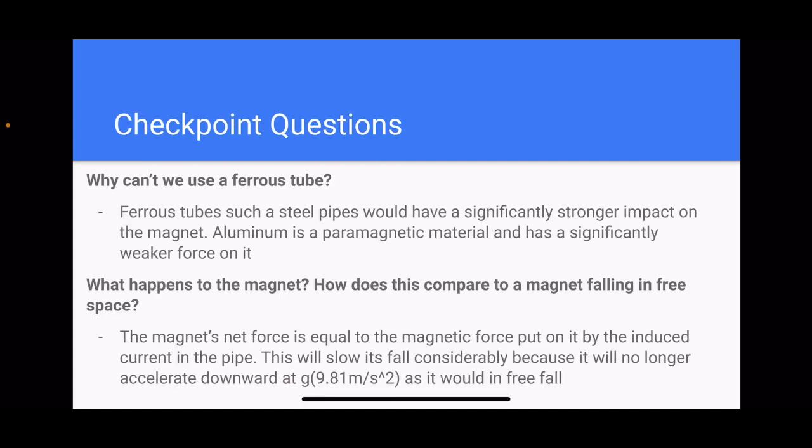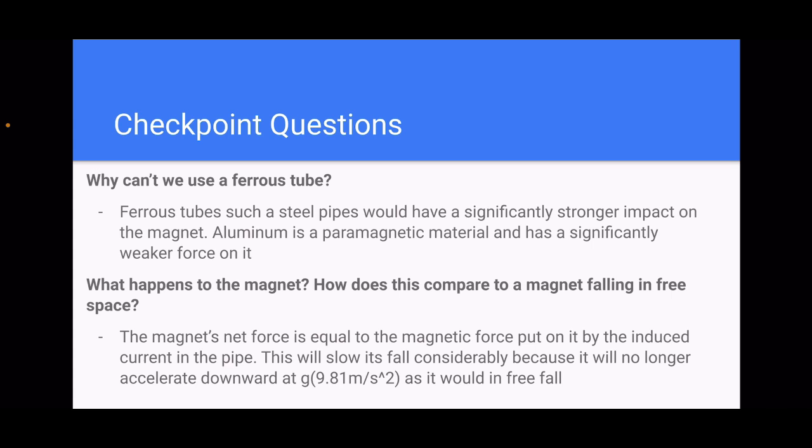Alright, so check my questions. Why can't we use a ferrous tube? A ferrous tube is a steel-like tube, and it would have a significantly stronger impact on the magnet. So much so that it would slow it too much for us to have a good experiment. It wouldn't look like free fall at all. It might even completely stop the magnet for a time, and it wouldn't be as easy to analyze. Aluminum is a paramagnetic material, and this allows for a significantly weaker force that still looks like a fall.